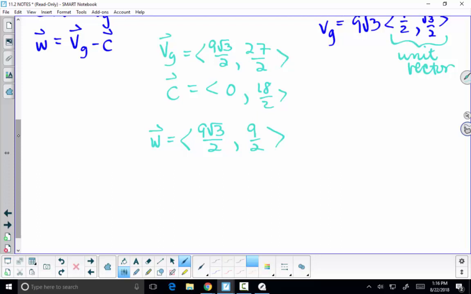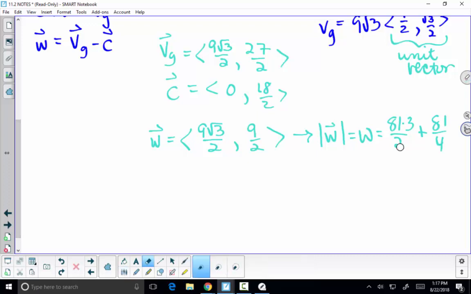All right, so subtracting, we get that vector. That's our wind vector, component form of our wind vector. If we want the speed of the wind, all we have to do is find the magnitude. So the magnitude of the wind vector, that is the speed of the wind. It's the length of that vector. So we're going to square, add, take the square root. When we square this, we're going to get 81 times 3 over 2. 81 times 3 over 2.